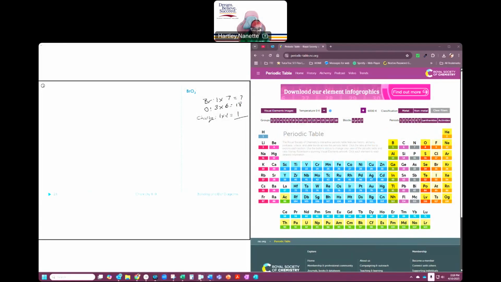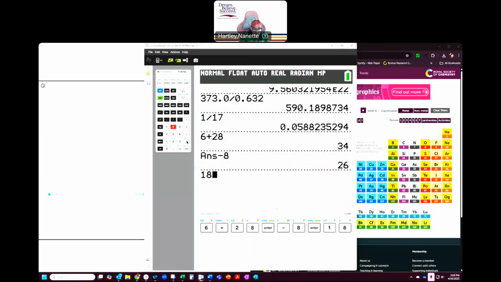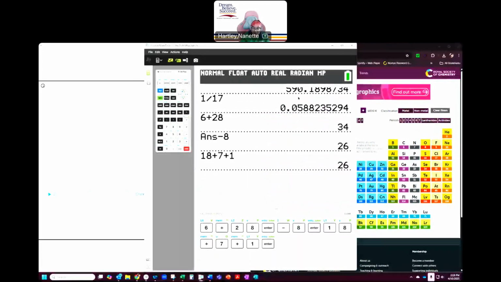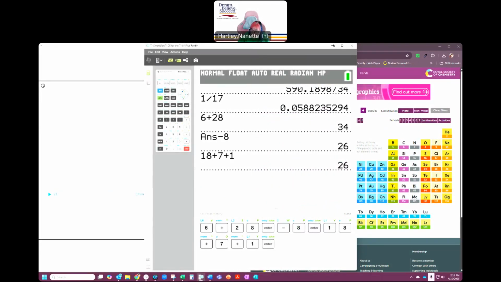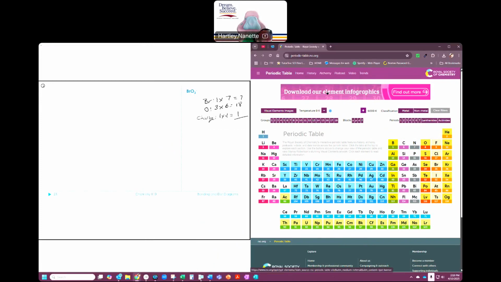And then, of course, my math sucks. So 18 plus 7 plus 1 is 26. And yes, I do need a calculator for that. So mock all you want. So there's 26 total that I need to have in that particular structure.